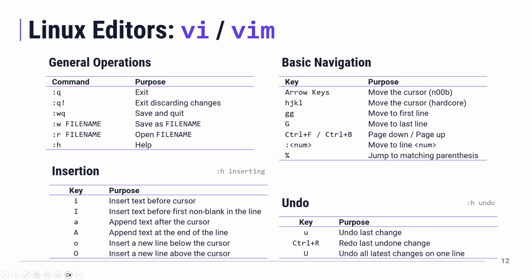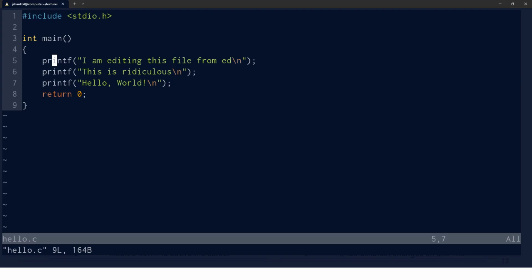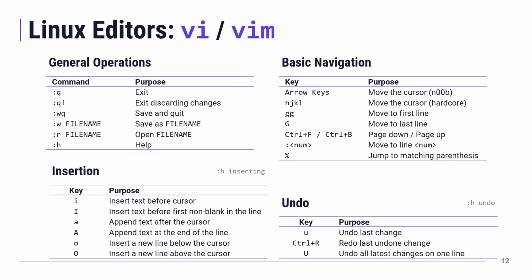Okay, so we talked about some of the insertion commands. If you're in normal mode, you want to start typing text, you press I, that takes you into insert mode. For basic navigation around the file, you can use your arrow keys, that's no problem. That's sort of like the noob approach, okay? If you want a more Vim experience, then you're going to graduate to the hardcore experience, which is using your H, J, K, and L keys for navigation.